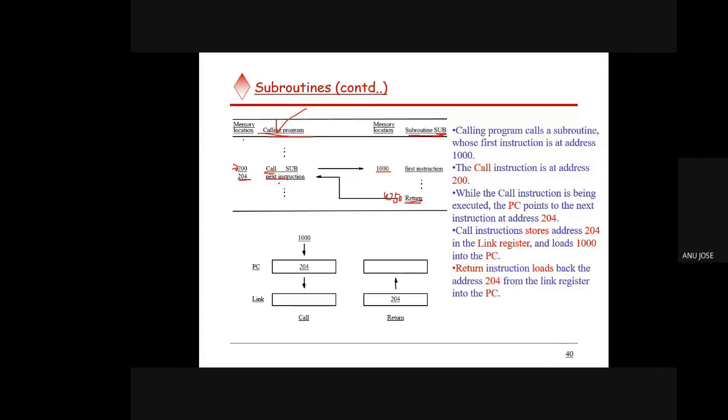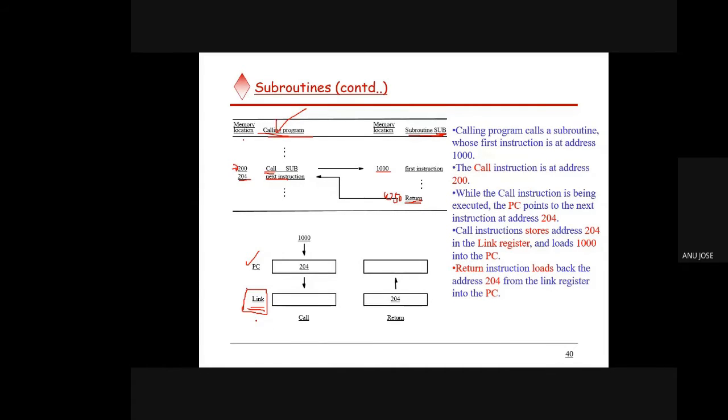For doing this work, two different registers are involved. One is the program counter that we already know, whose content decides which next instruction will be executed. The other register is called the link register. This is new for you; till now you were not familiar with the link register. So two registers are involved in a subroutine call: the program counter and the link register.